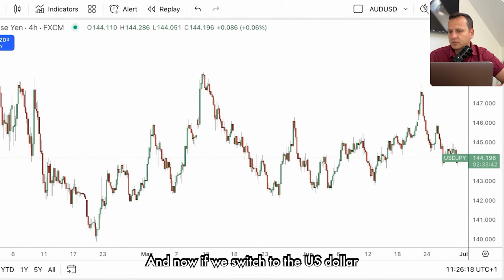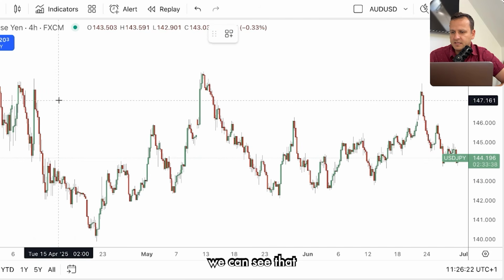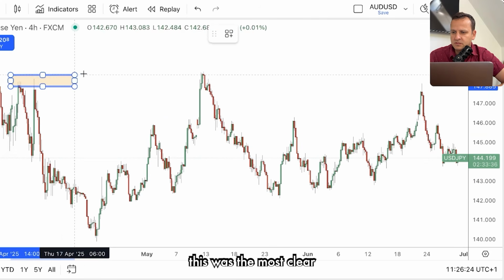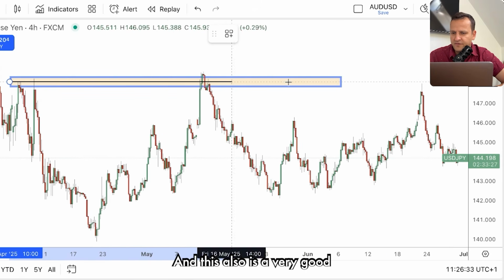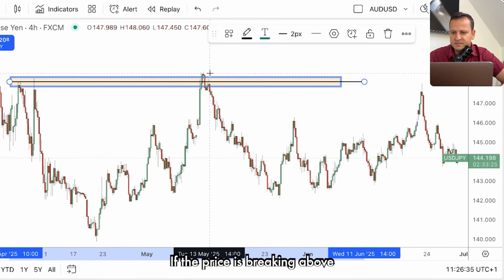And now if we switch to the US dollar Japanese yen, this is again the 4-hour chart, we can see that this was the most clear supply zone here. What happened here was the price just pierced above it, and this also is a very good sign for me if the price is breaking above or piercing through the supply zone.